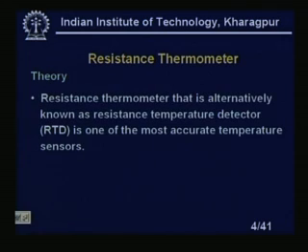Resistance thermometer theory: the resistance thermometer, alternatively known as a resistance temperature detector or RTD, is one of the most accurate temperature sensors. Immediately people will ask why you need such accurate temperature measurement. In many industrial applications it is not necessary. Even if there is a temperature difference of 1, 2 or 3 degrees, it hardly matters.